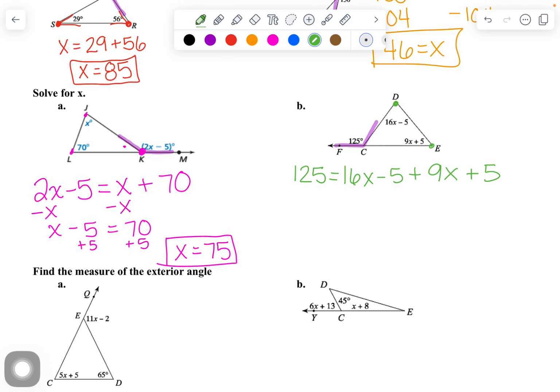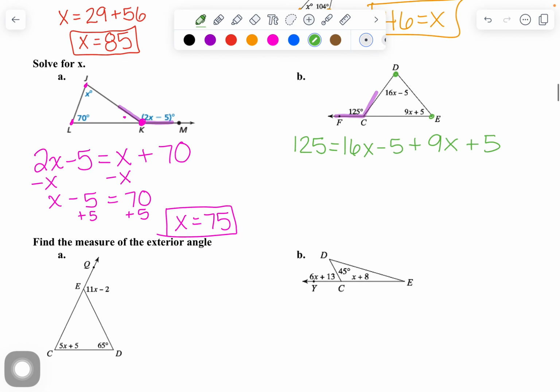Make sure you're paying attention to whether the variables are on the same or opposite sides of the equal sign. Question A of this section had them on opposite, so I had to do opposite operations to move them. Question B, they're on the same sides. So I have to combine like terms. 16x and 9x together will be 25x. The negative 5 and the 5 will cancel out. Divide by 25, and x will be 5.